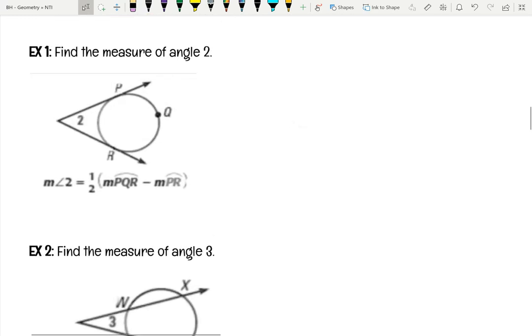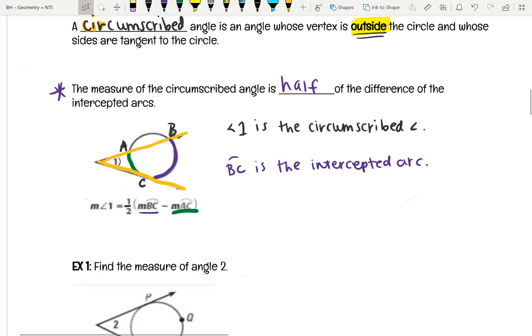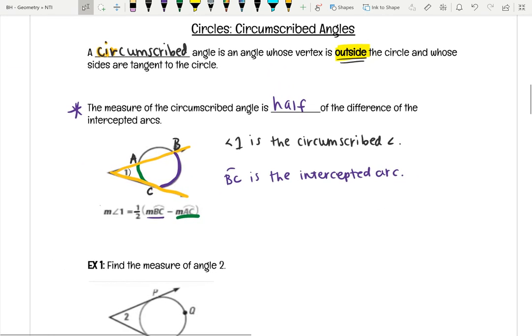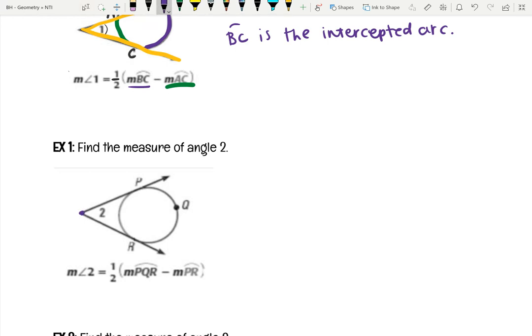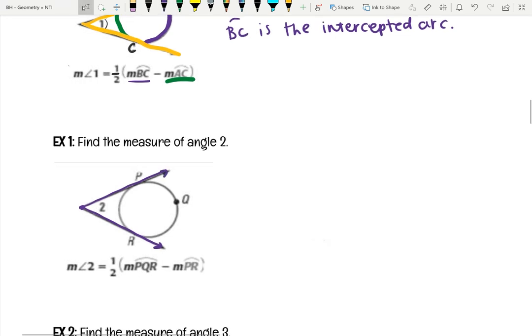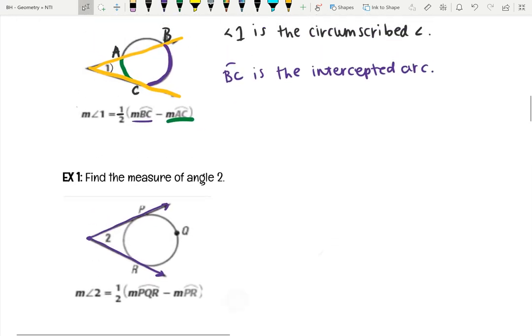So you're going to find the measure of angle 2. So angle 2 is our new vocabulary term, the circumscribed angle, because the vertex is outside. So the vertex is here. So this right here is your circumscribed angle. So to find angle 2, we're going to use this formula we just figured out.